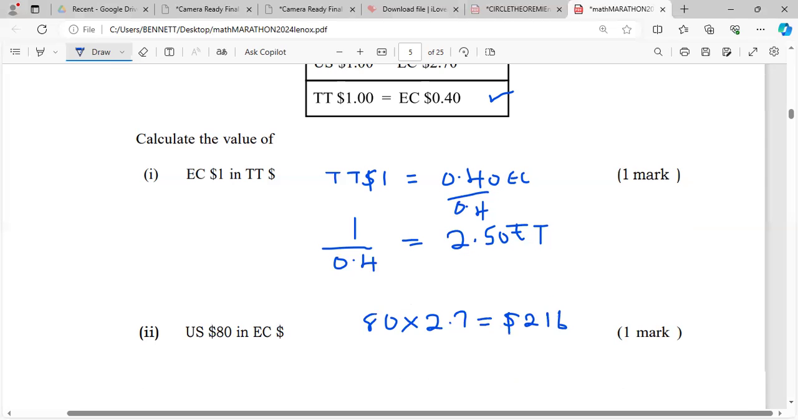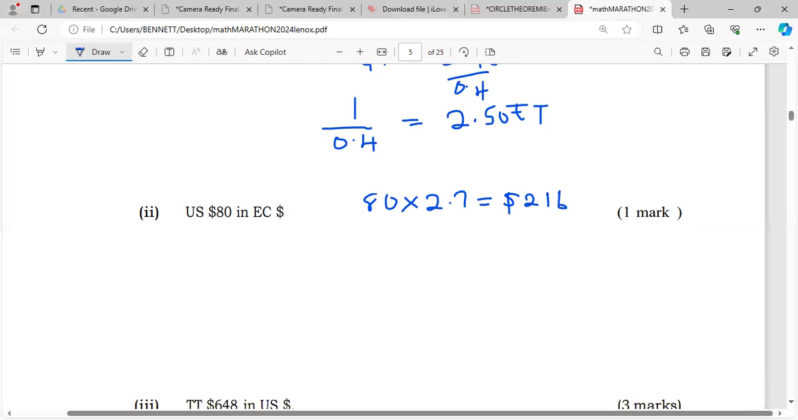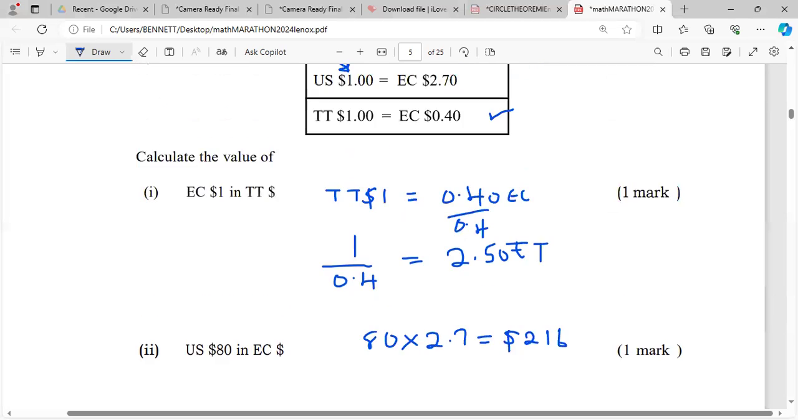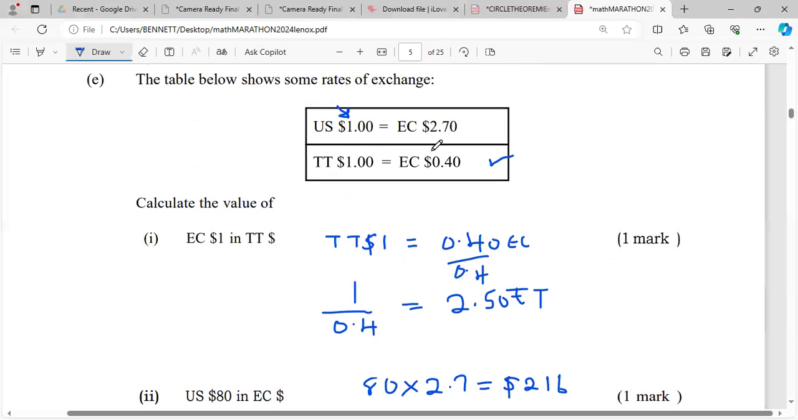Those are marks you have to get, because those questions come like 3 marks, you know, and require a lot of thinking. Alright, this one is a bit challenging. It said TT $648 in US. So you want 648 Trinidad and Tobago dollars in US. Notice they didn't give us a rate for US to Trinidad and Tobago, but they give you all of these. Let's see if I can figure it out. Let me just write that number here, guys, so you don't have to. It's TT 648, and you're converting it to US.